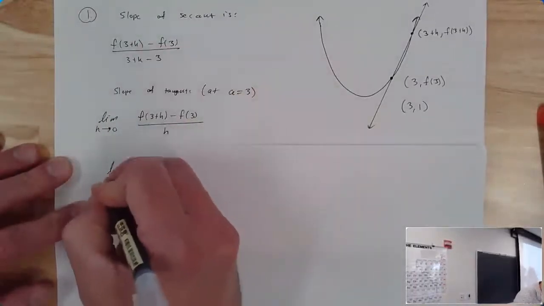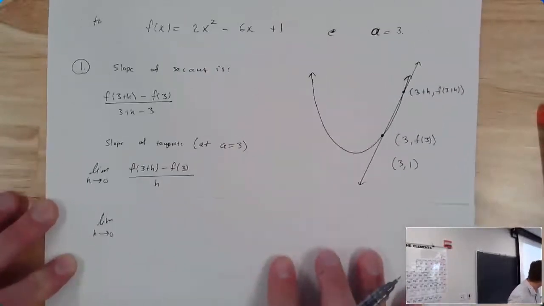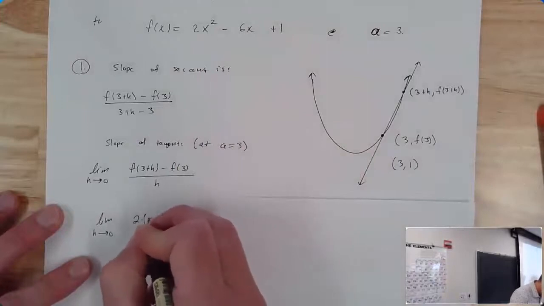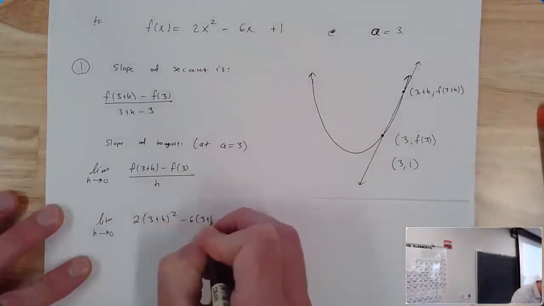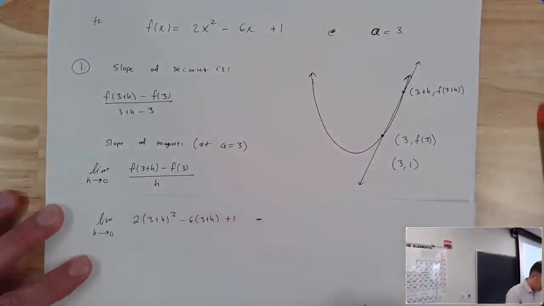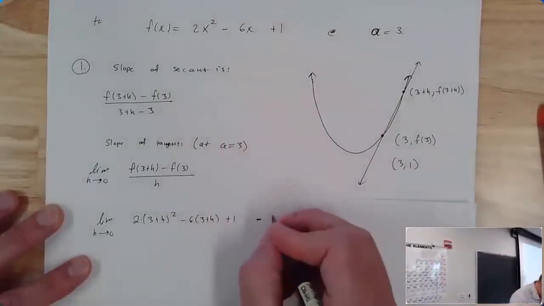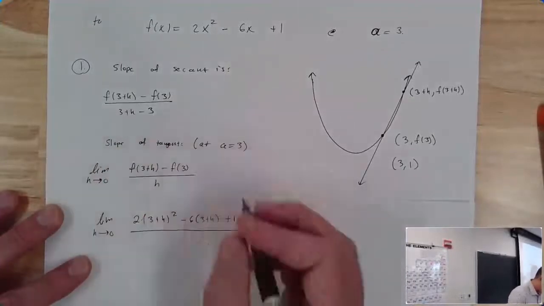The limit as h goes to 0. So f of 3 plus h, okay, I have to plug in 3 plus h to my not very lovely function here. I'm going to get 2 times (3 plus h) squared minus 6 times (3 plus h) plus 1, minus f of 3, which we just said f of 3 was 18 minus 18 plus 1, over 3 plus h minus 3, which is h.